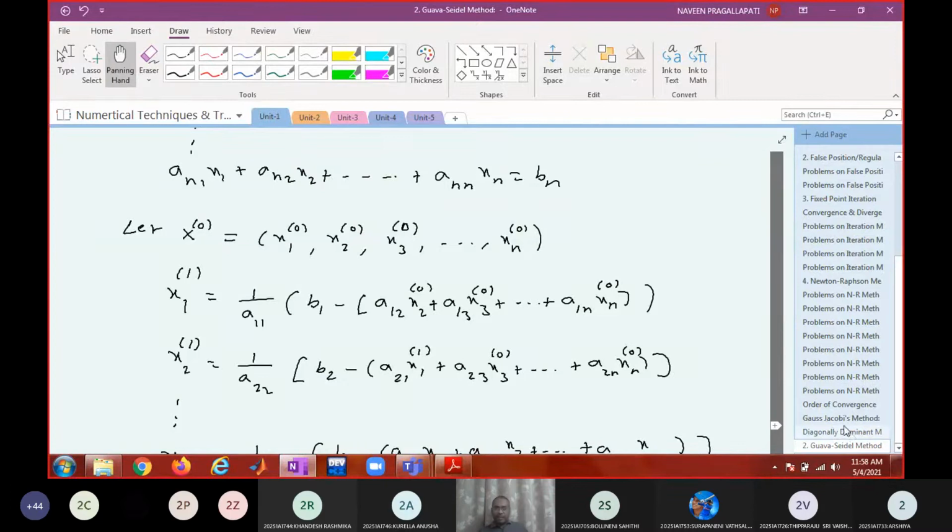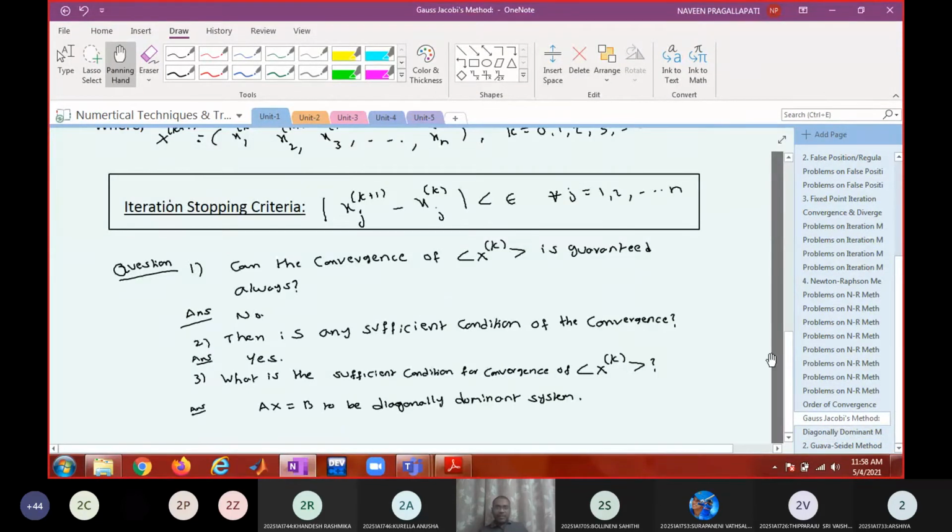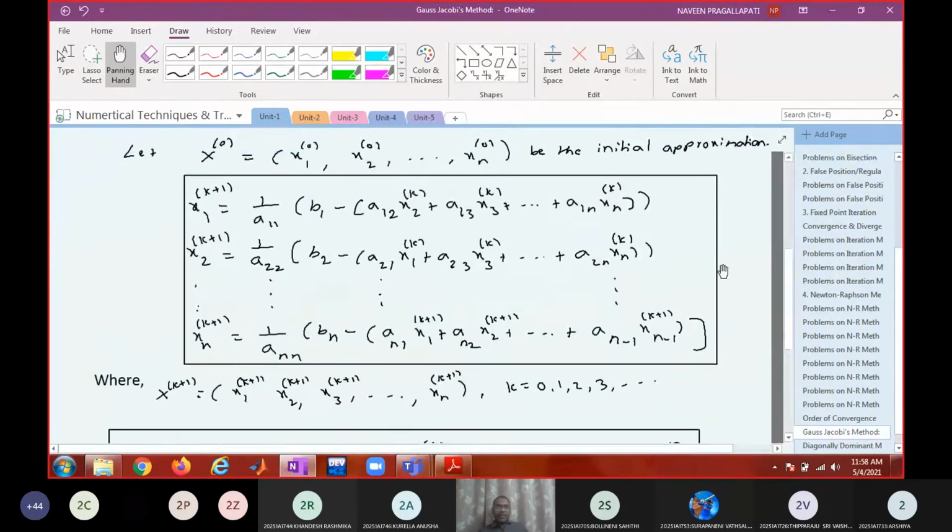In Gauss-Jacobi's method, it is x1 power 0 only. Till all these values are computed, we always substitute the old values only. But here, for each update of one variable, we always use the latest value.